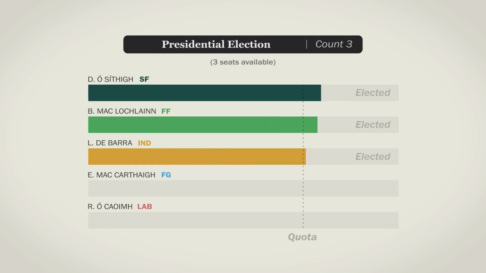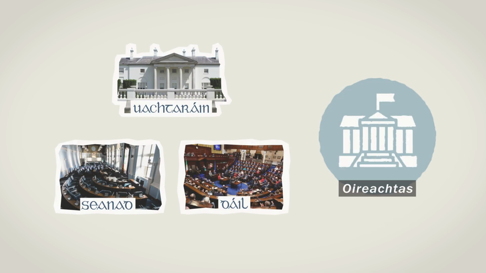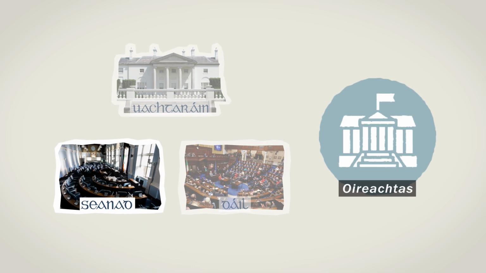The presidential election, which occurs every 7 years, works the same as the general election, but the Seanad, in contrast, has a completely different system.